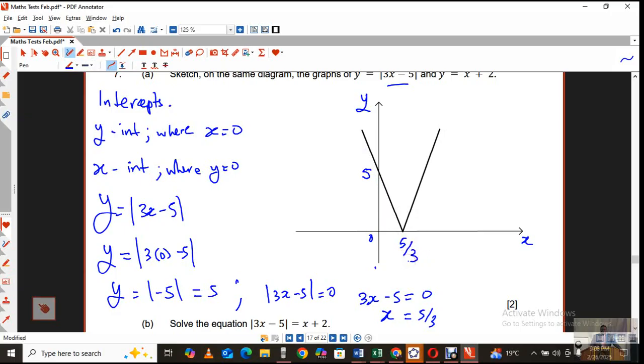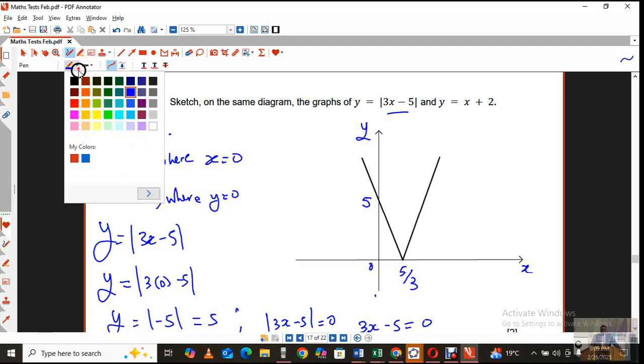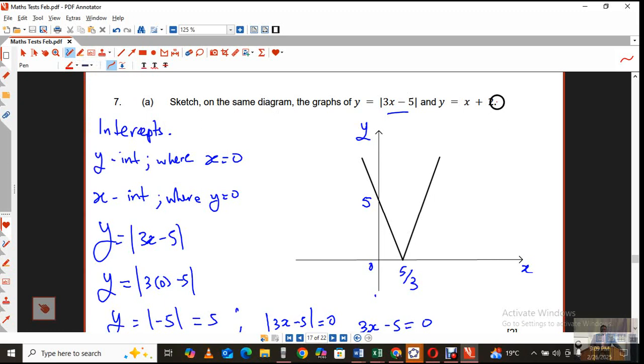Please record so you can know where those values are coming from, because I want to do the same for the straight line, y equals x plus 2. We can bundle it in somewhere here with a different color. I know it's messy, but just try to follow. This equation is easy to draw.